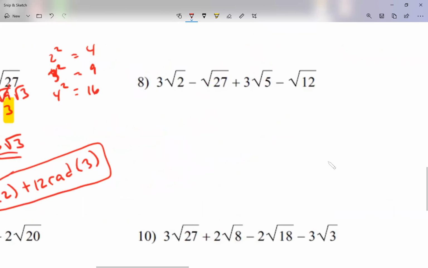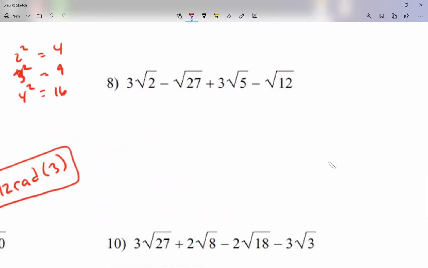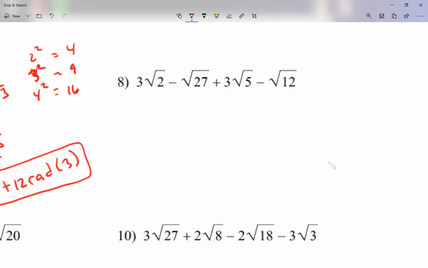All right, let's take a look at question number 8. My first one, radical 2, the square root of 2. Nothing I can do, so let me just copy it. 3 radical 2. Then I see radical 27. I can break that as 9 times 3. The square root of 9 is 3. Now this 3 with this negative sign is going to become -3 radical 3.